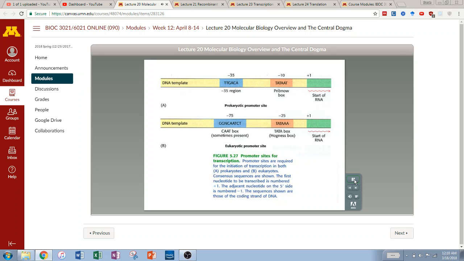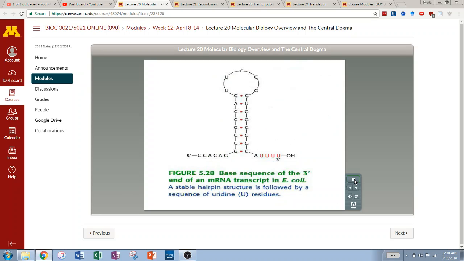Prokaryotes such as E. coli have a TTGACA sequence, minus 35 bases upstream, and a Pribnow box, minus 10 bases upstream from the transcription start site. Eukaryotes have a CAAT box, minus 75 bases upstream, and a TATA box, minus 25 bases upstream from the transcription start site. Transcription is terminated by various signals.